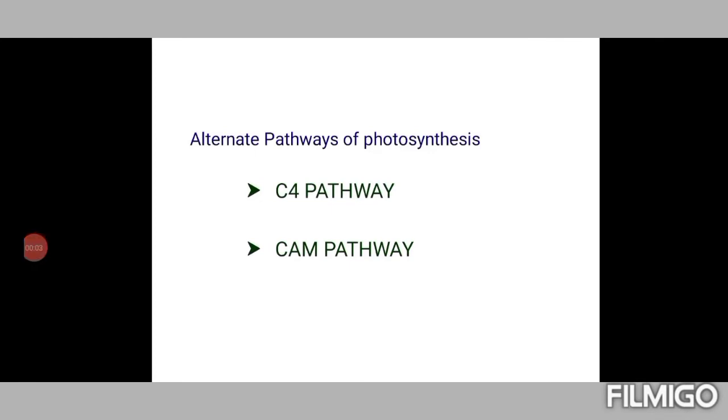Now we can see some of the alternate pathways of photosynthesis. That is, apart from the C3 cycle, there are other pathways also. The C4 pathway and the CAM pathway are two examples. But these pathways actually complement or supplement the C3 cycle. And definitely the C3 cycle is the one which synthesizes carbohydrates. But the C4 and CAM pathways actually help concentrate carbon dioxide inside leaves.